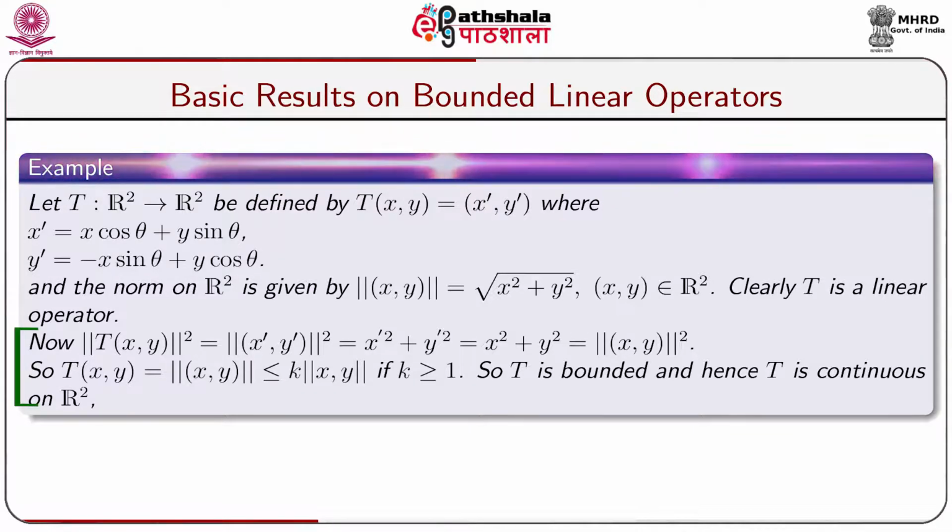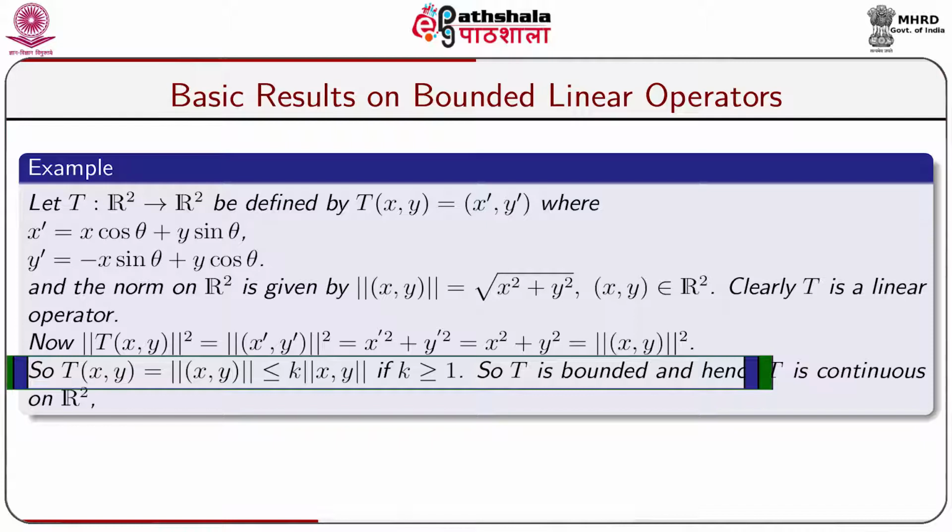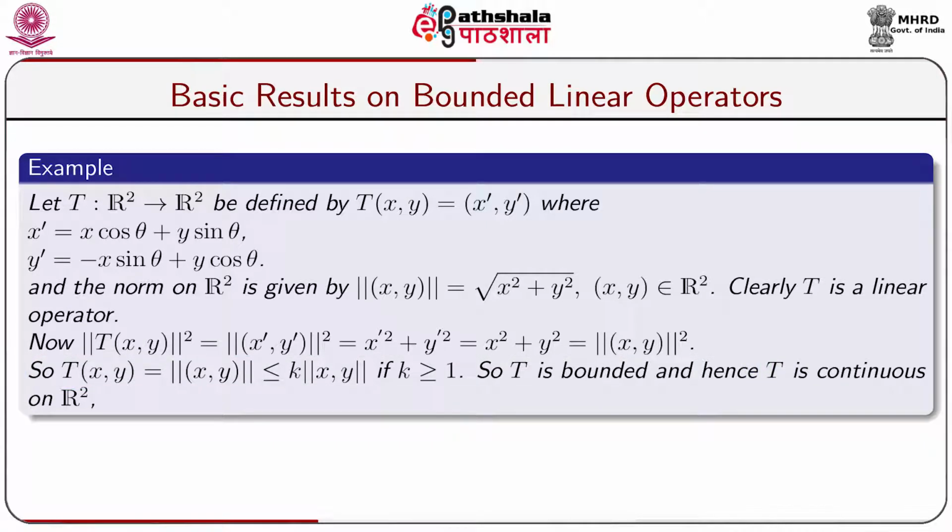Now, norm of T(x, y) whole square is equal to norm of (x', y') square, which is x'² + y'², which is equal to x² + y², which is equal to norm of (x, y) whole square. So, norm of T(x, y) is equal to norm of (x, y), which is less or equal to k into norm of (x, y) if k is greater or equal to 1. So, T is bounded and hence T is continuous on R2.